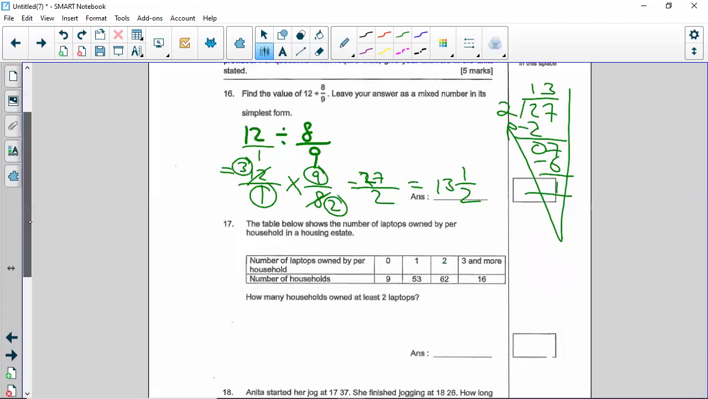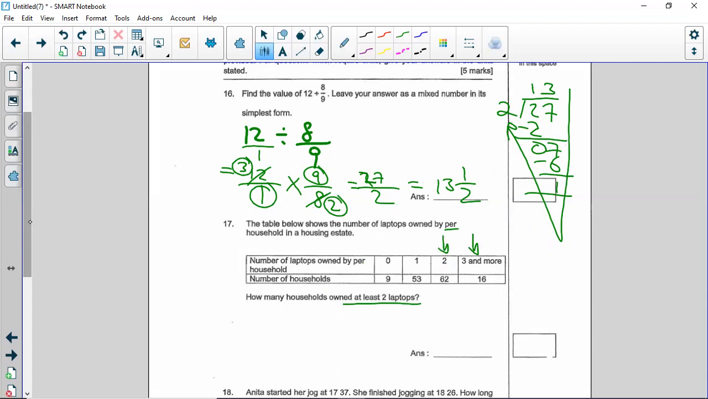Okay, question 17. The table shows the number of laptops owned by each household. Per means what? Per means each. So how many households own at least? Okay, what do you mean by at least 2 laptops? It means 2 laptops or more. So you should be looking at what? You should be looking at this one and this one. Okay, 2 laptops or more.